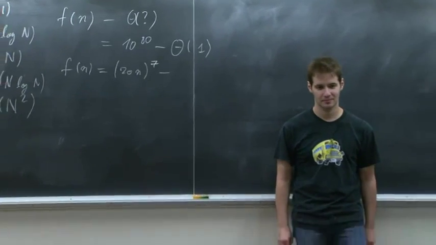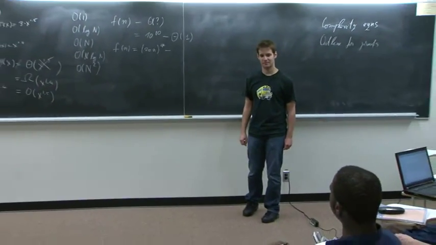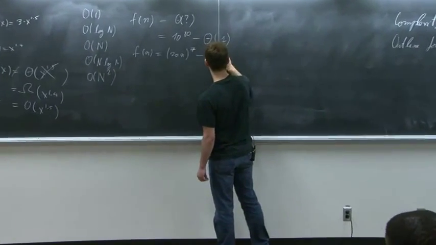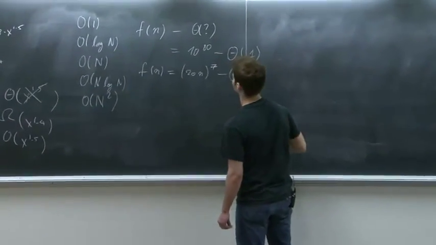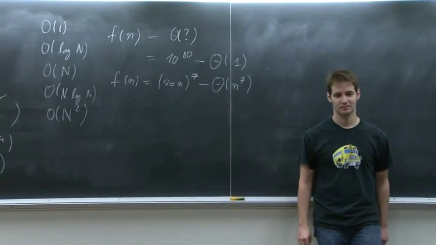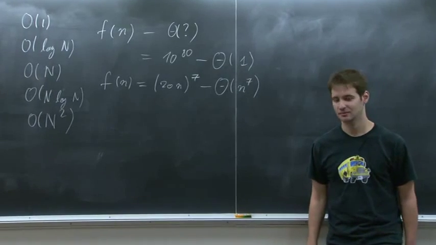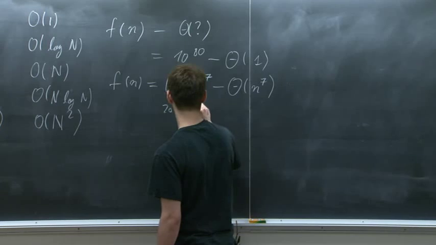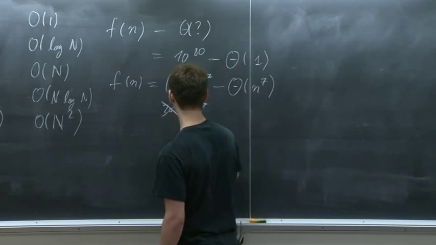Yes? Order O of n to the 7. Okay, oh, that's the same thing. n to the 7. Thank you. Why is that? Because if you distribute the exponent 7, 20 to the 7 is just a constant. Excellent. 20 to the 7 times n to the 7. This is a constant, so it goes away.